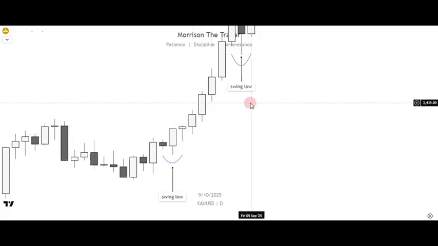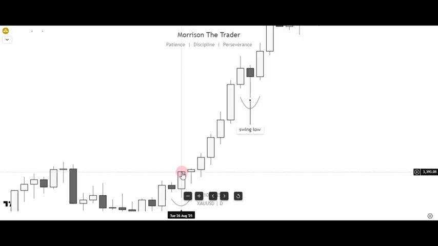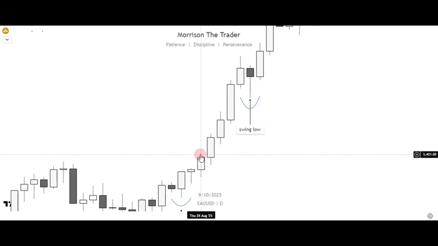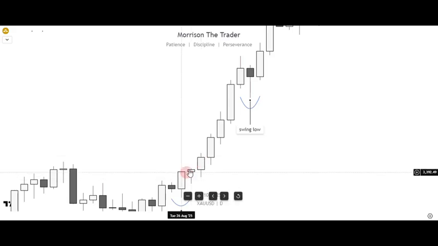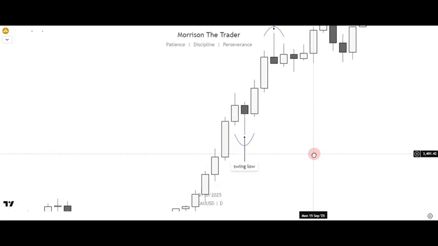Do you get it? The same applies to the swing highs. Nothing sticks out here, because this candle's high is first higher than this high, but then this candle's high is also higher than this one, and this one is higher than this one, which is higher than this one. So it makes it what?